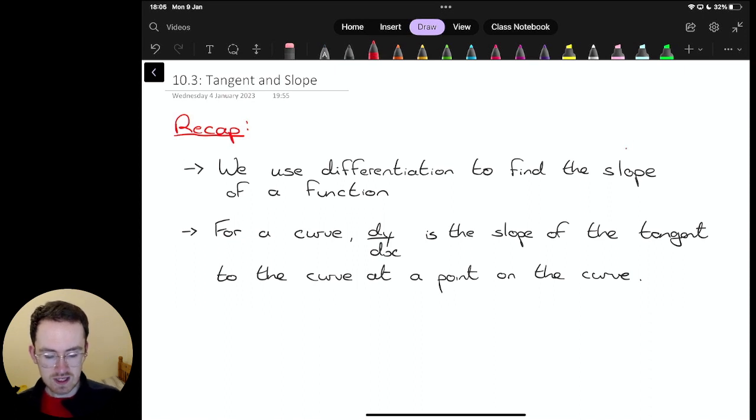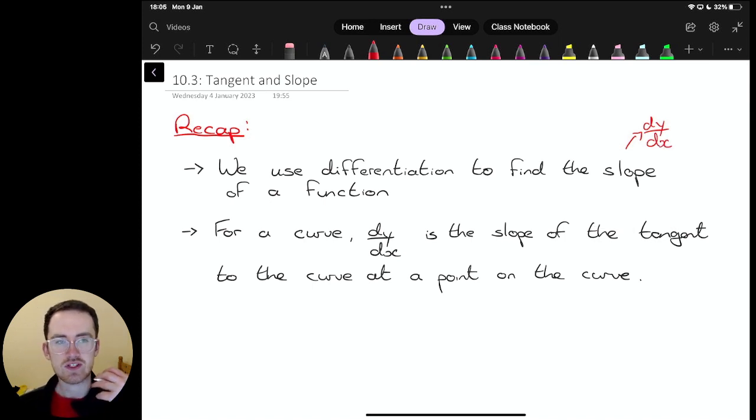We should make the connection here between slope and dy dx. That's what we've been calling the slope. This dy dx, we called it rate of change, also called the slope in terms of what we're doing. It's generally finding the slope of the line. So for a curve, dy dx is the slope of what we call the tangent. And a tangent has a particular meaning.